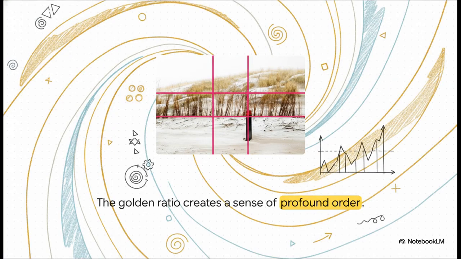It turns out our eyes are naturally hardwired to prefer the hidden architecture of the 0.618. When key focal points, like a fence post or the horizon of the sand dunes, hit those specific mathematical dividing lines, it creates a profound sense of order. It really is an undeniable, invisible mathematical law of aesthetics that dictates what we perceive as beautiful.